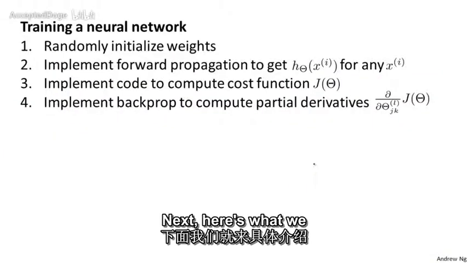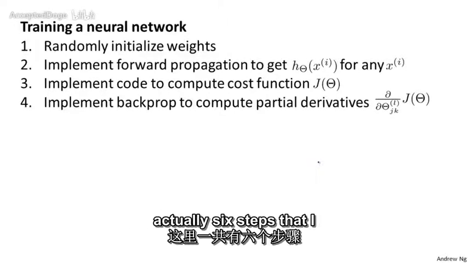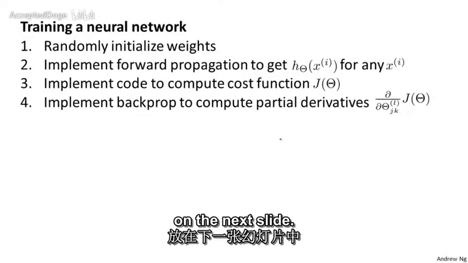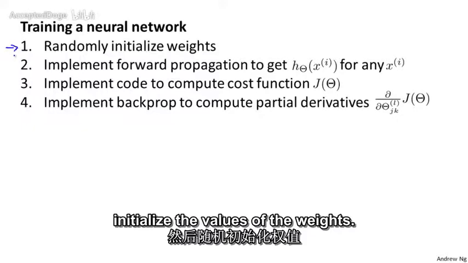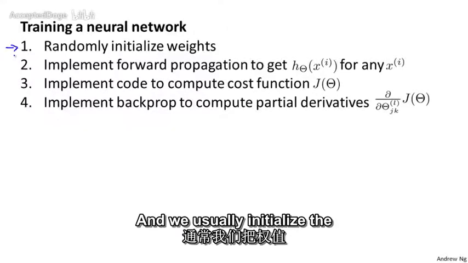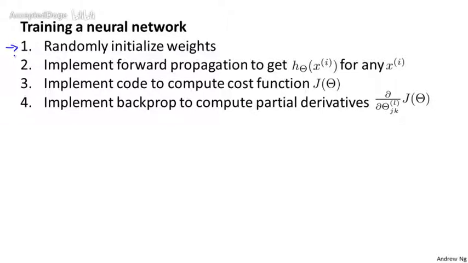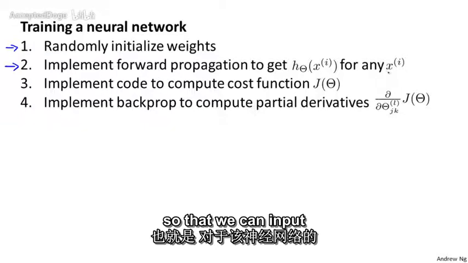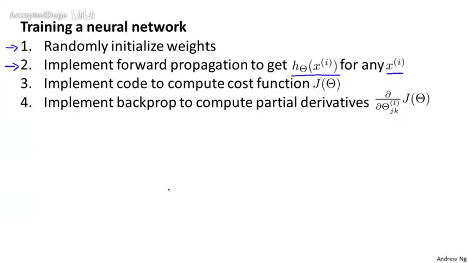Next, here's what we need to implement in order to train a neural network. There are actually 6 steps, that I have 4 on this slide and 2 more steps on the next slide. First step is to set up the neural network and to randomly initialize the values of the weights. And we usually initialize the weights to small values near 0. Then we implement forward propagation so that we can input any input x to the neural network and compute h(x), which is this output vector of the y values.